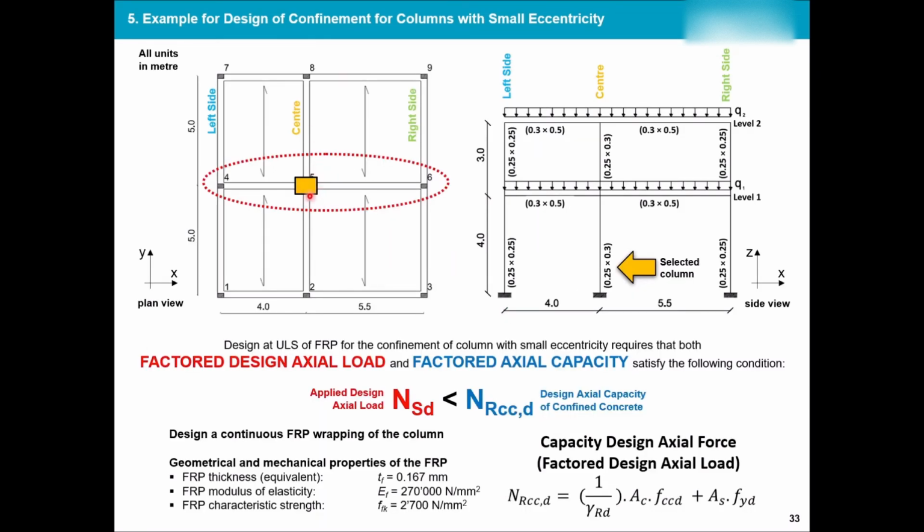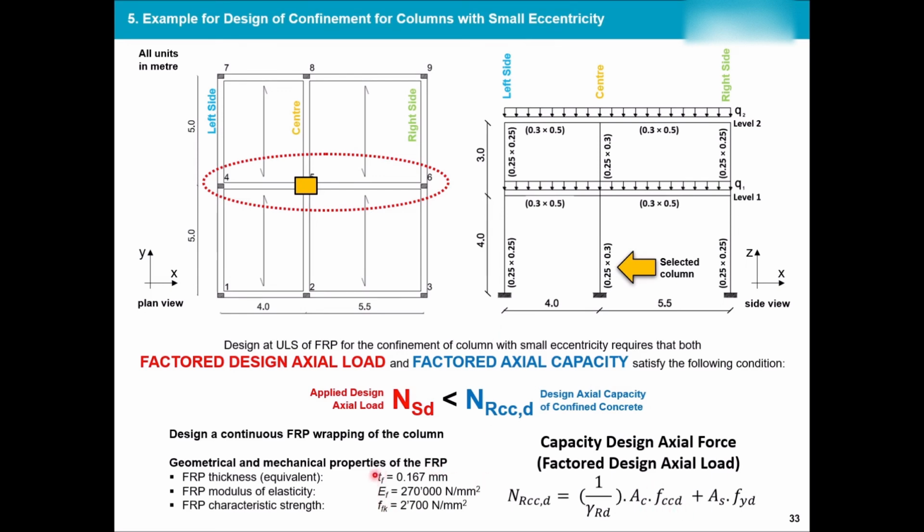So we're still dealing with this column, the column, first floor center. We have to make sure that the applied actual load is less than the resistance of my confined concrete. This was the formulation to calculate. If you remember A_c, A_s, f_yd, we already have calculated very simply. Gamma_Rd was a partial factor, so no problem. The issue was f_ccd.